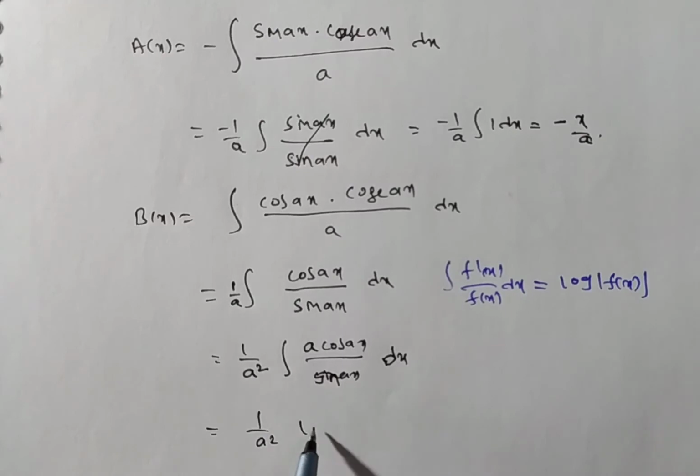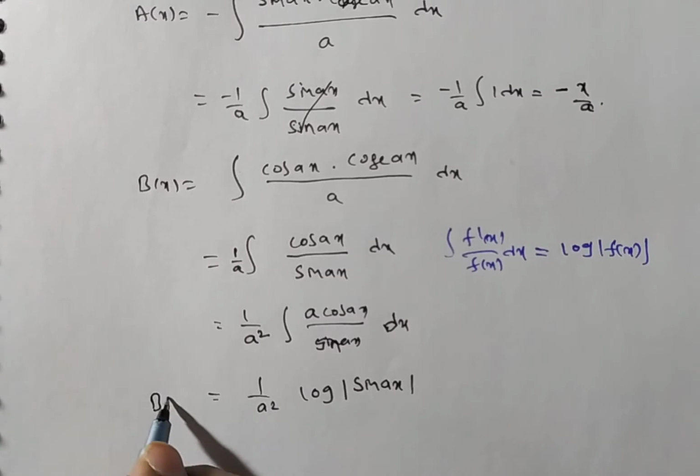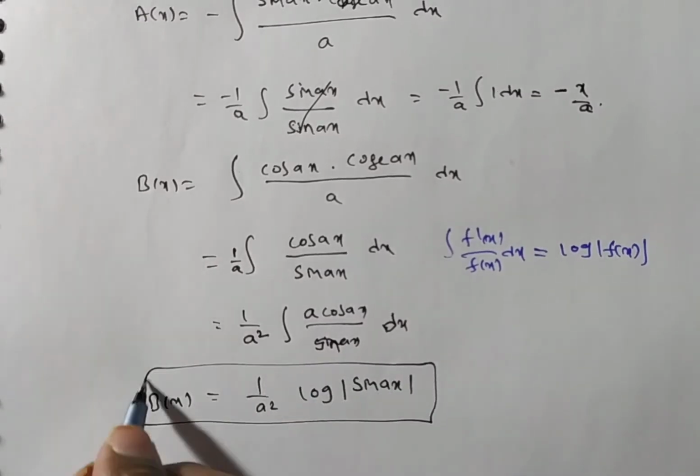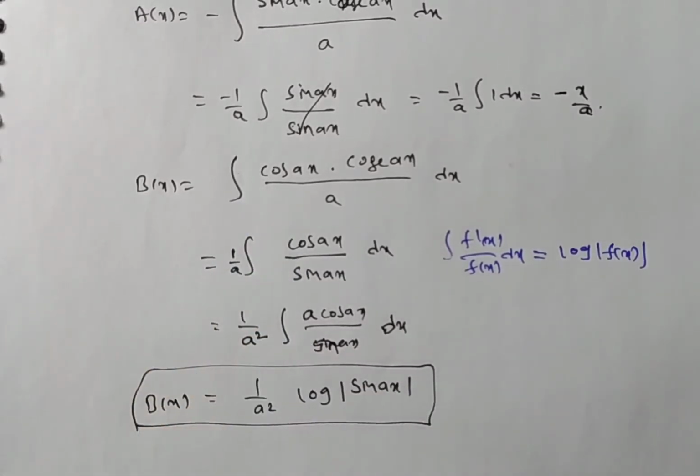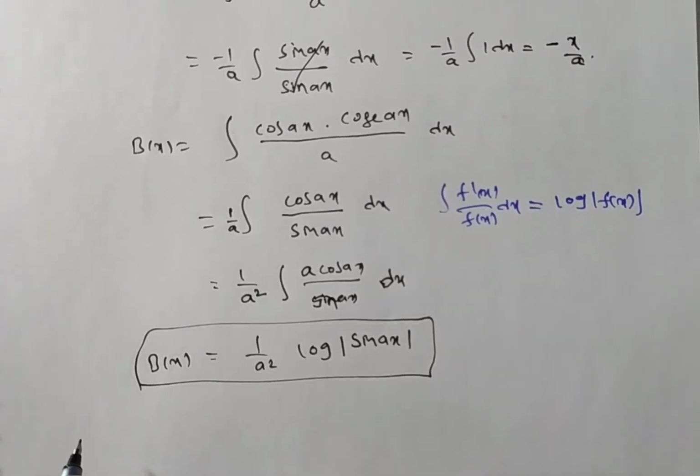So what you will get? Log of denominator. What is the denominator you have? Sin ax. Is it clear? Sin ax. So now you have which value? B value. Previously what did I have? A of x. Now we have B of x. So this A of x value, B of x value, we need to write in the particular integral. What is the particular integral you have?